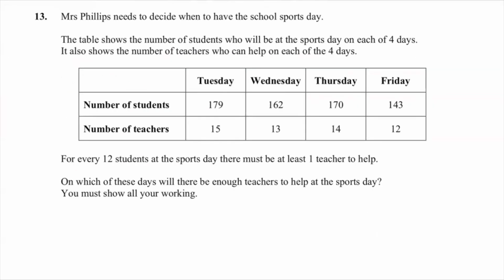Okay, we've got a table with information about the number of students and the number of teachers on each of 4 days. We're being told that for every 12 students at the sports day, there must be at least 1 teacher to help. So on which of the days will there be enough teachers to help the sports day? So we're going to take Tuesday's 179 students, and divide through by the teachers.